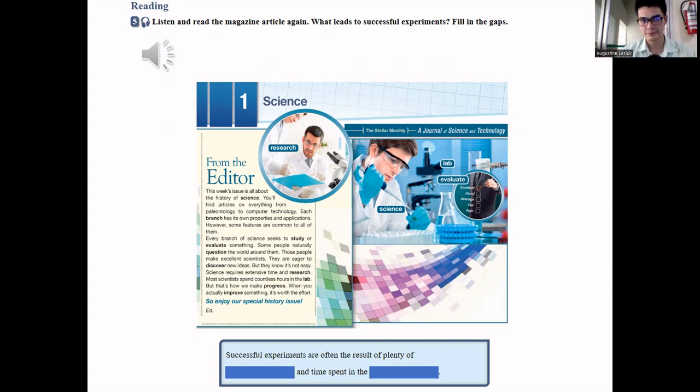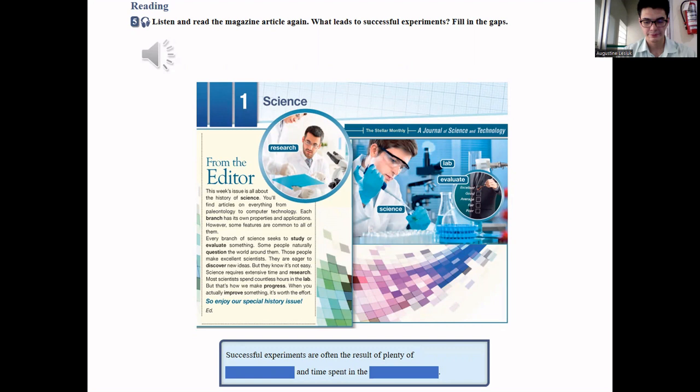The Stellar Monthly, a journal of science and technology. From the editor. This week's issue is all about the history of science. You'll find articles on everything from paleontology to computer technology. Each branch has its own properties and applications. However, some features are common to all of them. Every branch of science seeks to study or evaluate something. Some people naturally question the world around them. Those people make excellent scientists.